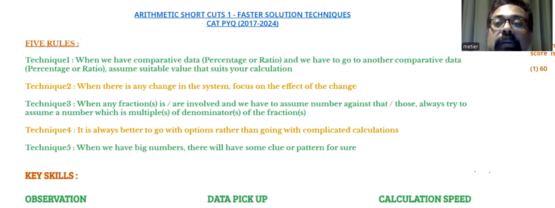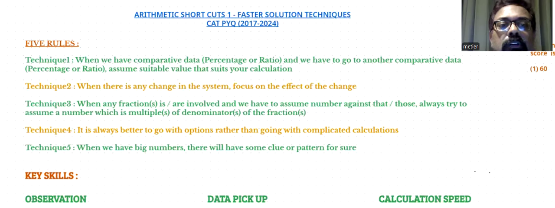So whenever we have comparative data, percentage and ratio, and you need to go with another comparative data, either percentage or ratio, there is a chance that some actual data is given, either in the beginning or at the end. In both cases, you can easily go with a suitable assumption of values. In percentage, you can go with 100. In ratio, you can go with suitable values according to the ratios. That will help you. Now, if the actual data comes in between the question, we have to go with variables. There is no other option.